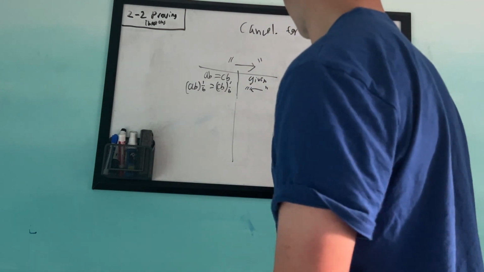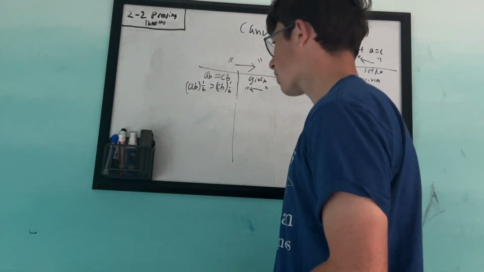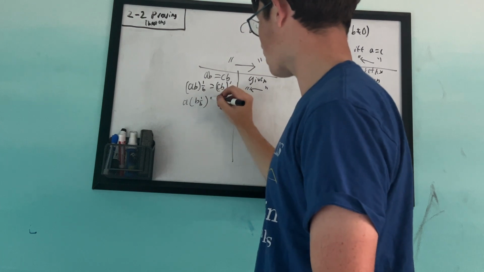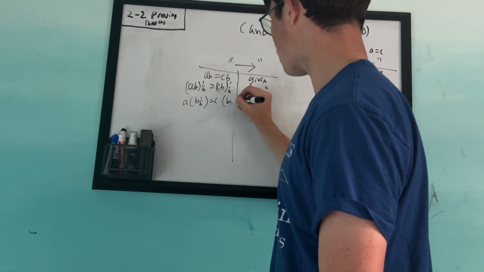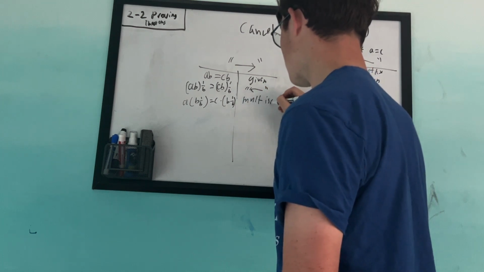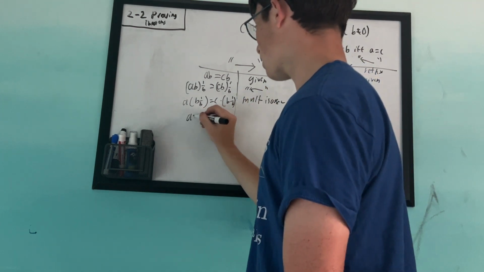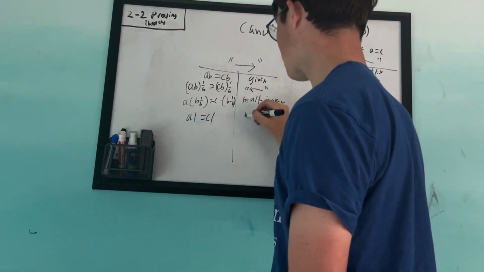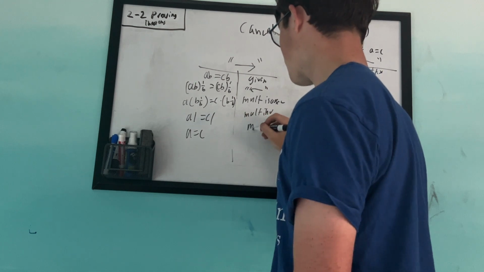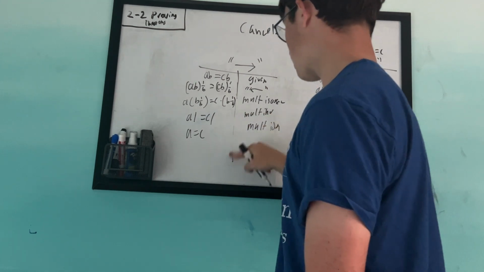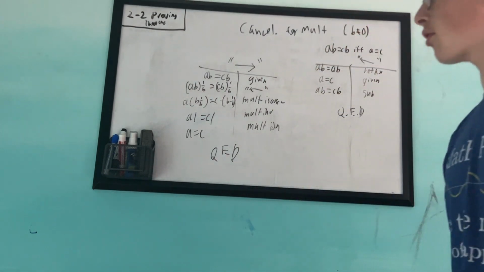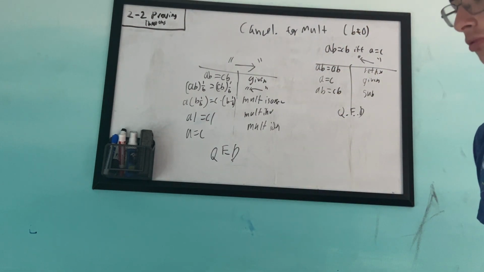You can multiply the same thing on both sides and it works. We got A times B times 1 over B equals C times B times 1 over B. This is the multiplicative associativity. You got A times 1 equals C times 1 from the inverse, then A equals C from the multiplicative identity. And that's QED. So this is almost 100% identical, you're just using a different operation.